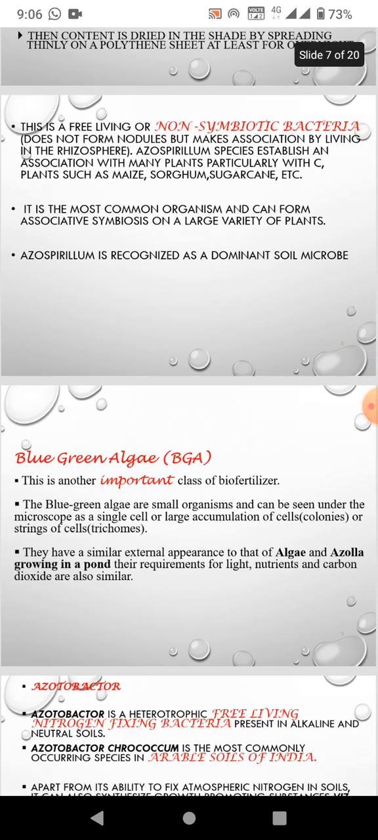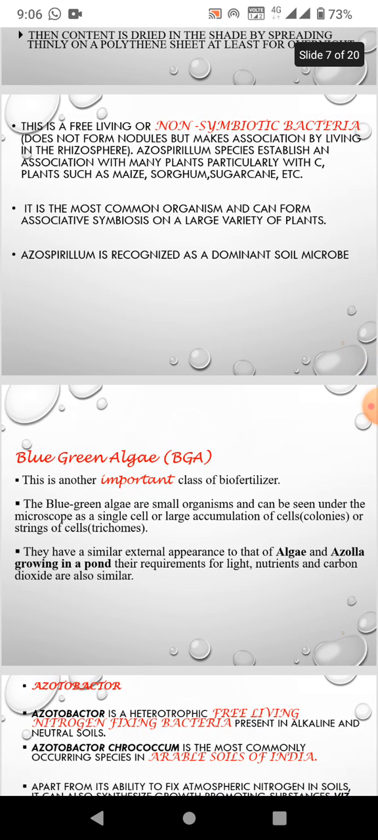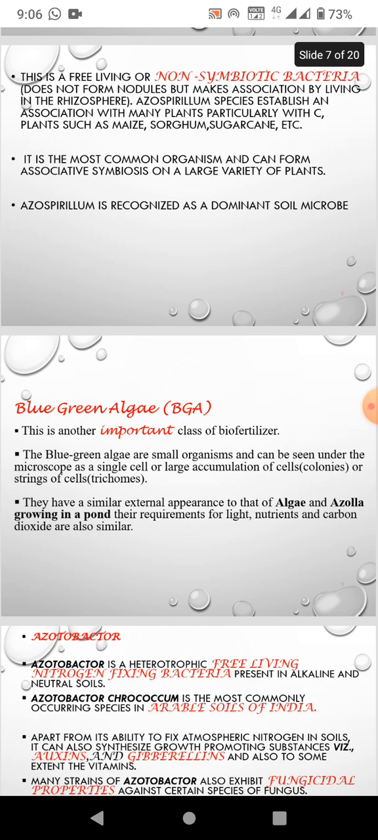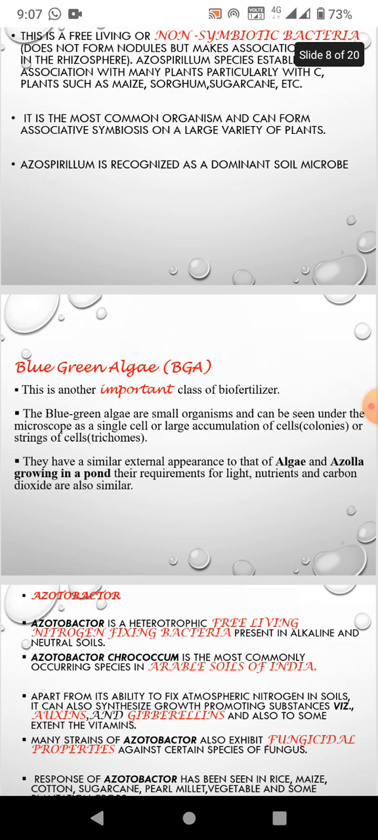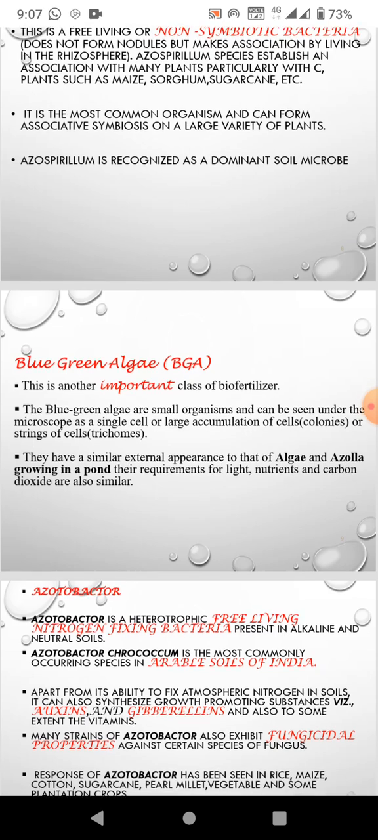And then blue-green algae. Blue-green algae is an important class of biofertilizer. The blue-green algae are small organisms and can be seen under the microscope as a single cell or large accumulation of cells or string of cells. They have a similar external appearance to algae and Azolla growing in a pond. The requirements for light, nutrients and carbon dioxide are also similar.